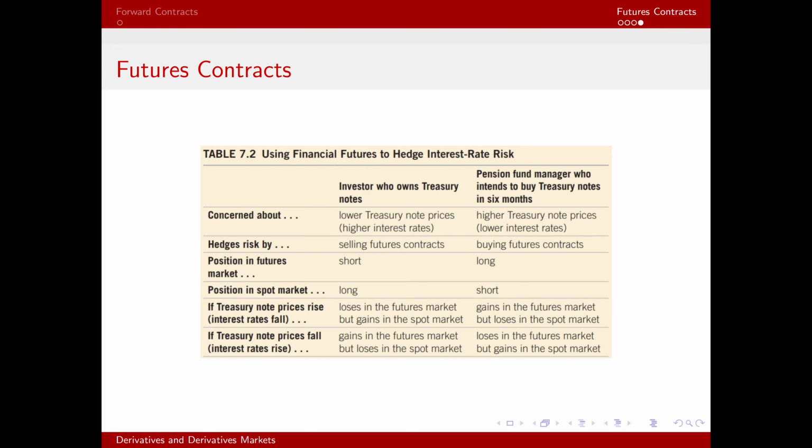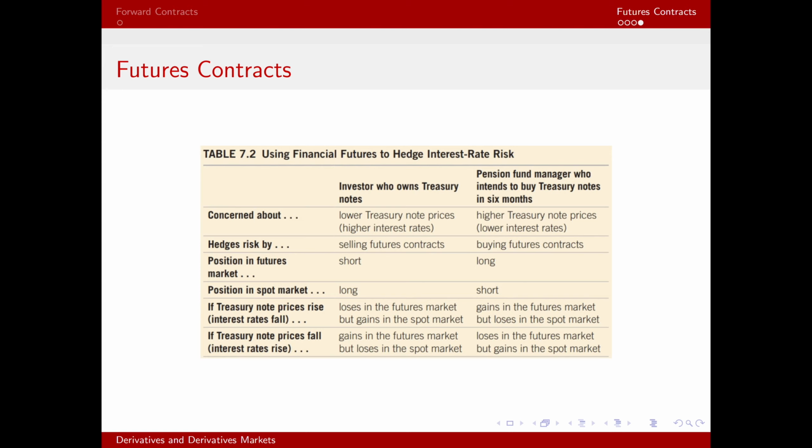Or the pension fund manager may want to wait for interest rates to go up so that they can get the treasury notes for a cheaper price. Either way, both parties are concerned about interest rate risk, if you remember back from chapter 4. So how do you minimize interest rate risk with treasury notes?